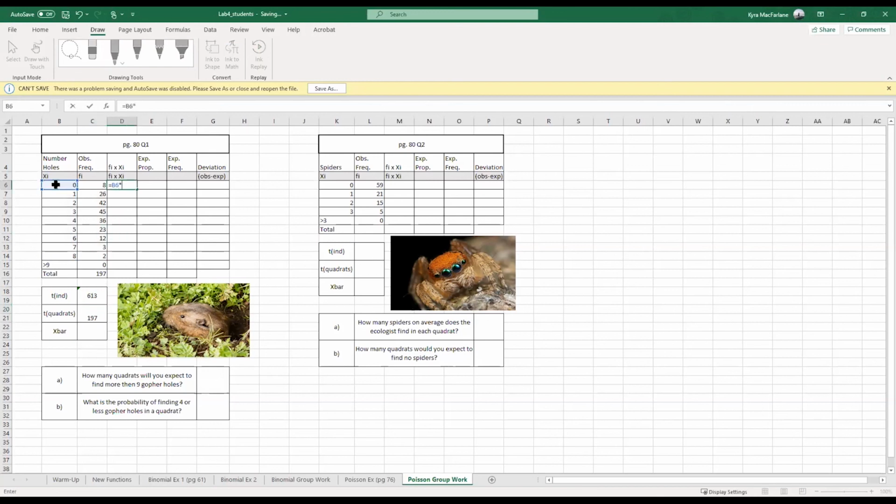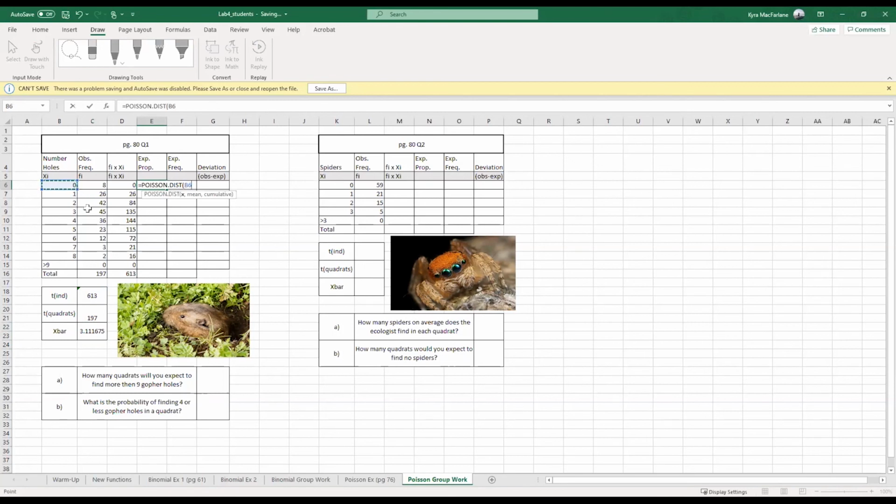And again, we can do that in 2 steps using this XI column. It doesn't work here, but we'd have 0 times 9, so 0. We sum this, should get the same thing, 613, and we do. Our mean then is our total number of individuals per quadrat. Our expected proportion is what we calculate using the Poisson function.